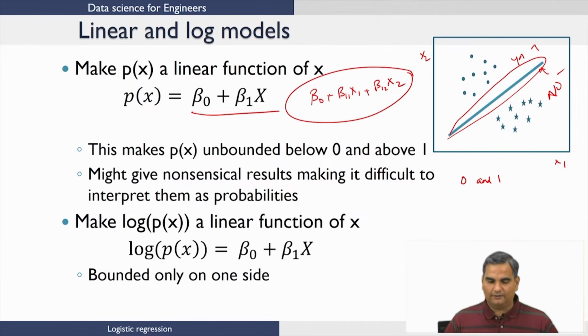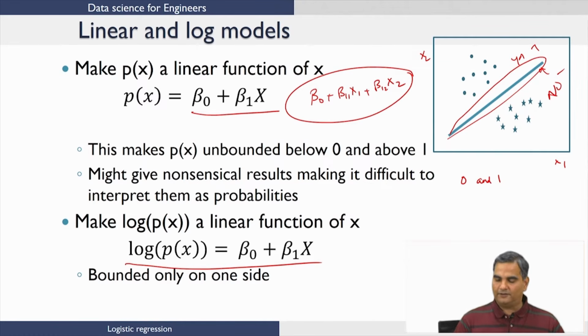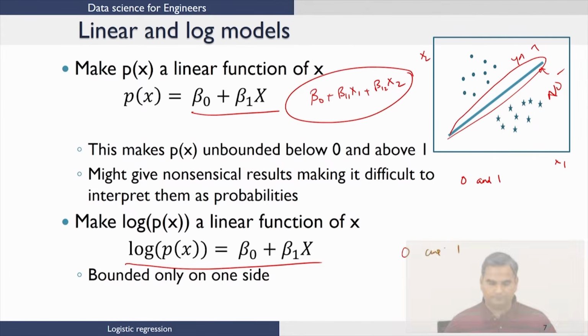So, you could think of something slightly different and then say, look, instead of saying p of x is this, let me say log of p of x is beta naught plus beta 1 x. In this case, you will notice that it is bounded only on one side. In other words, if I write log of p of x is beta naught plus beta 1 x, I will ensure that p of x never becomes negative. However, on the positive side, p of x can go to infinity. That again is a problem because we need to bound p of x between 0 and 1. So, this is an important thing to remember. So, it only bounds this on one side. So, is there something more sophisticated we can do?